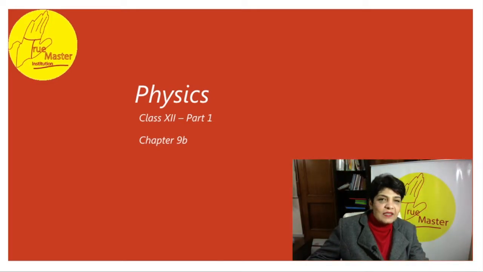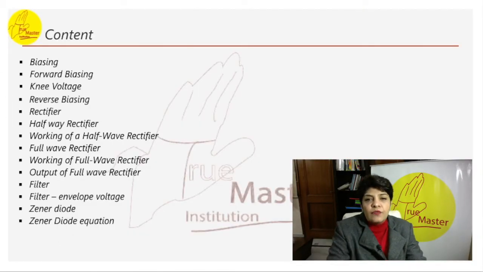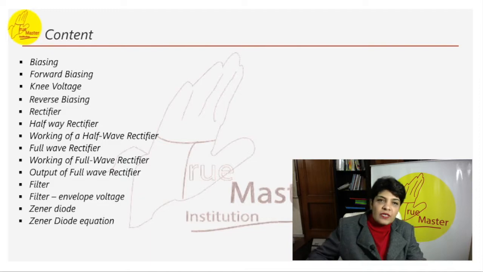Hello friends, we will be covering the following. This video is part of semiconductors. We will be covering biasing, forward biasing, knee voltage, reverse biasing, rectifier, half wave rectifier, working of a half wave rectifier, full wave rectifier, working of the full wave rectifier, output of the full wave rectifier, the filter, envelope voltage, Zener diode and the equation for it.